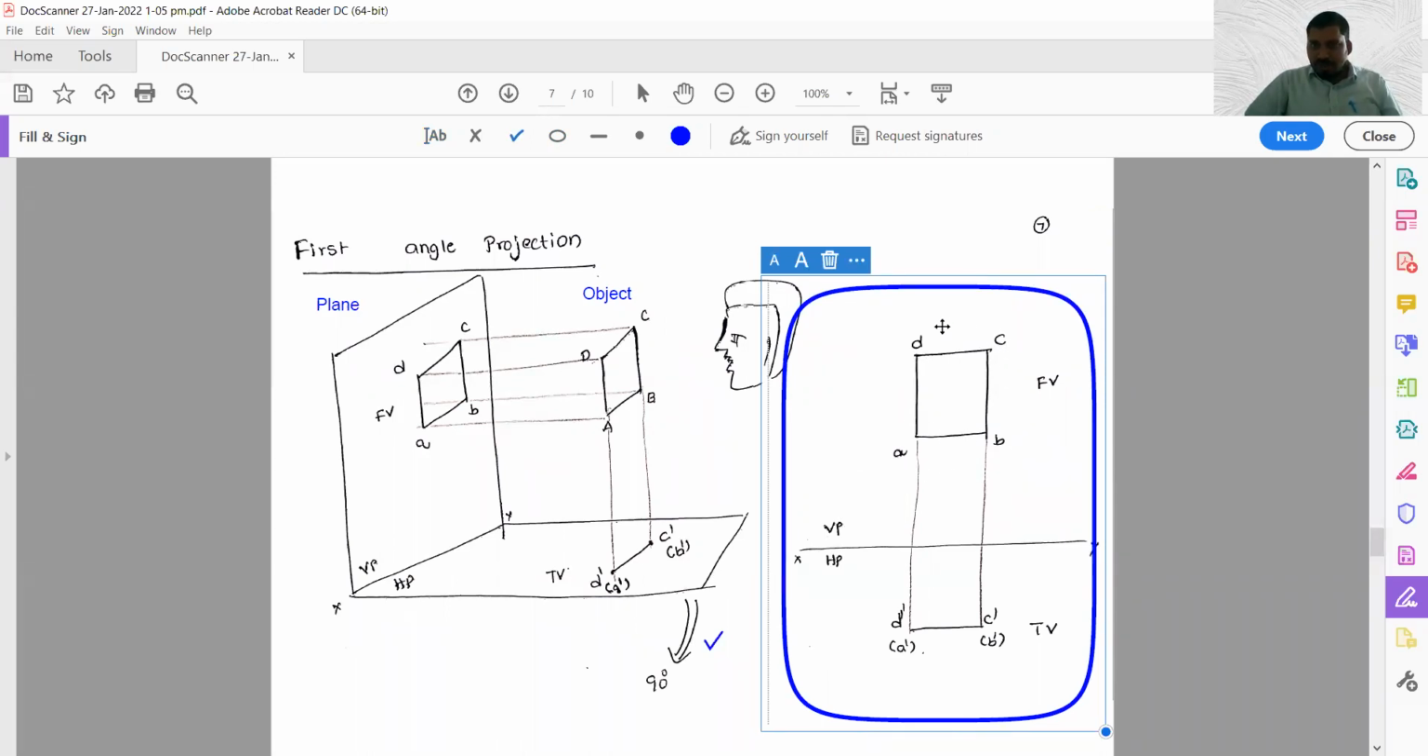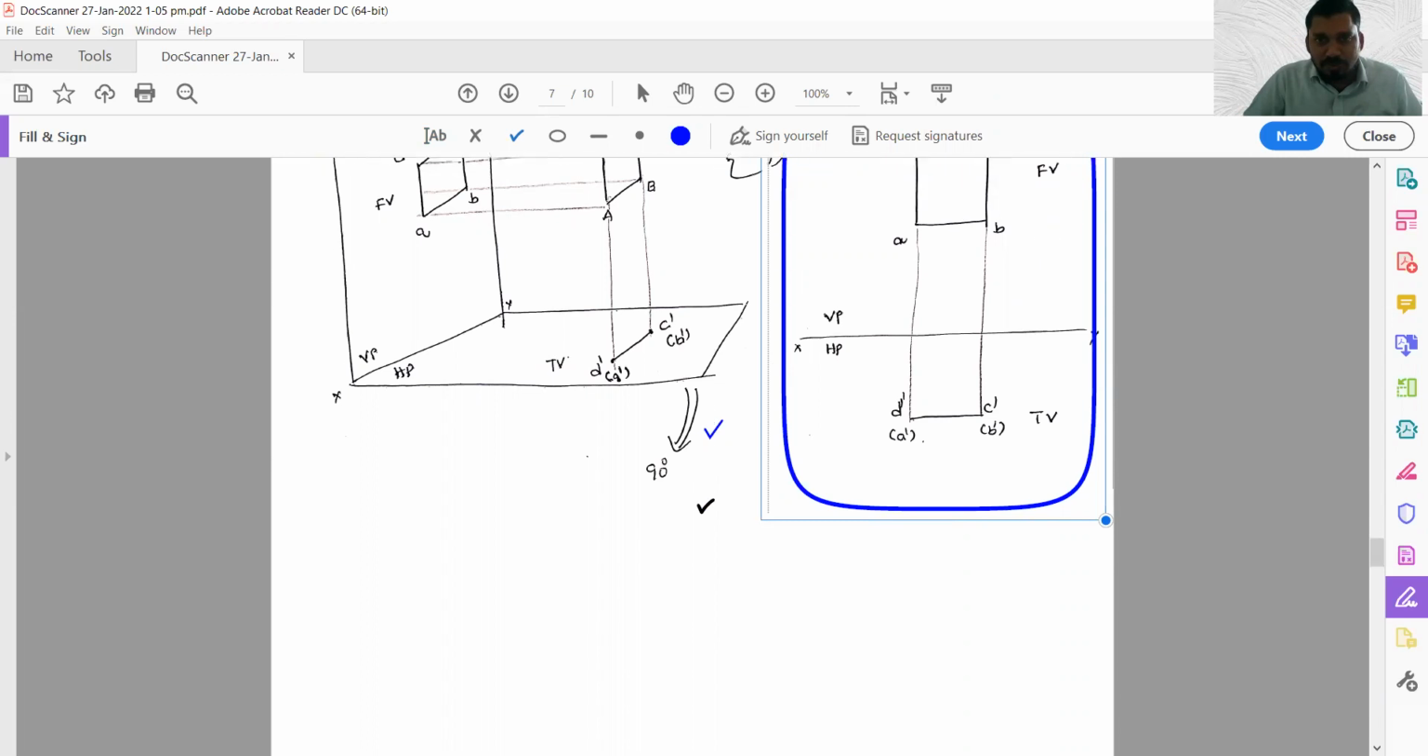ABCD image comes like this. On horizontal plane, it looks like a straight line. So front view and top view are two different views in first angle projection. Only two things you have to observe carefully. In first angle projection, above the reference line, we see front view and vertical plane. Below the reference line, we see horizontal plane and top view. Object position is above HP and in front of VP. So this is first angle projection.